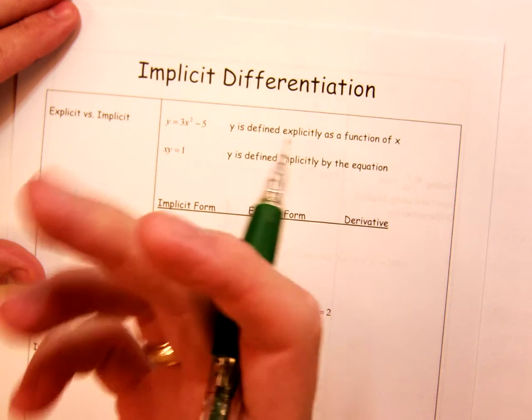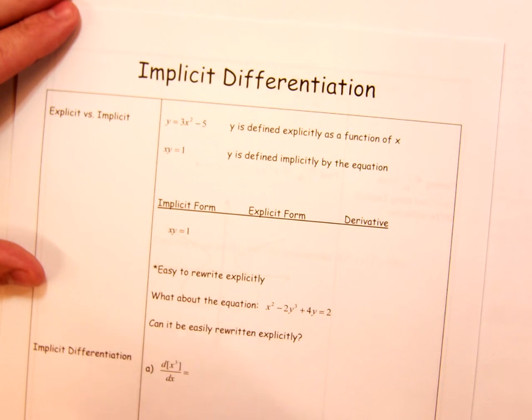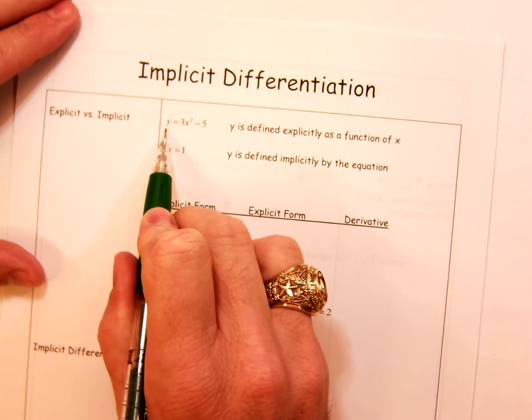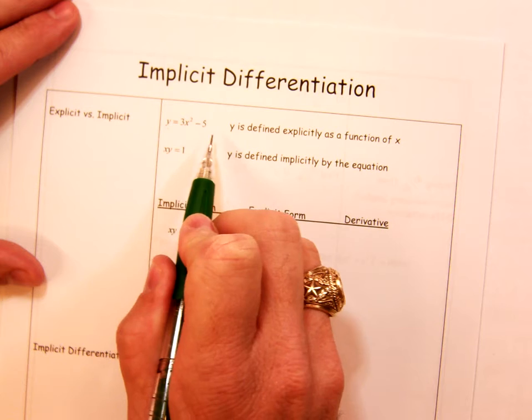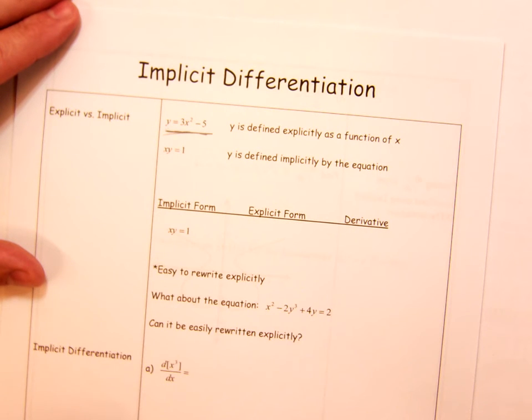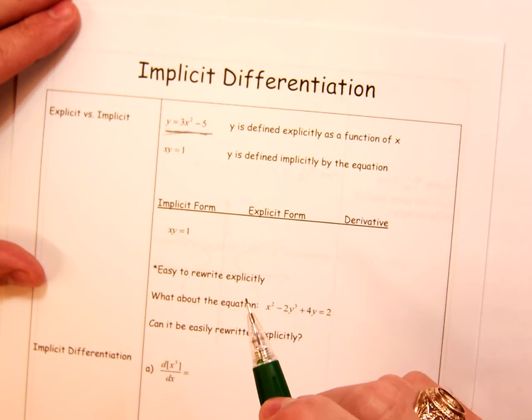Everything we've done actually up until now has been done explicitly. Okay, what that means is explicit means that we can define y by itself in terms of x without any trouble whatsoever. So this equation right here, that is an explicit equation. It means it's just out there. Okay, so y is defined explicitly as a function of x.